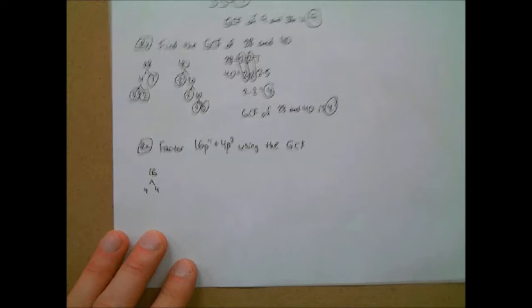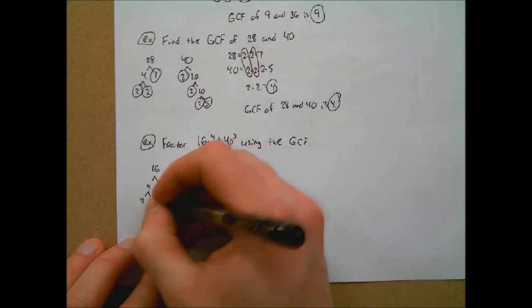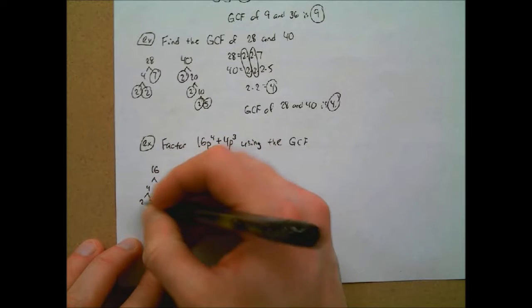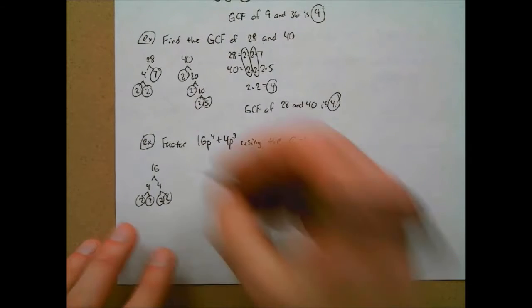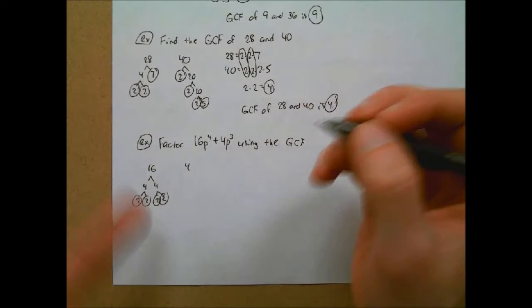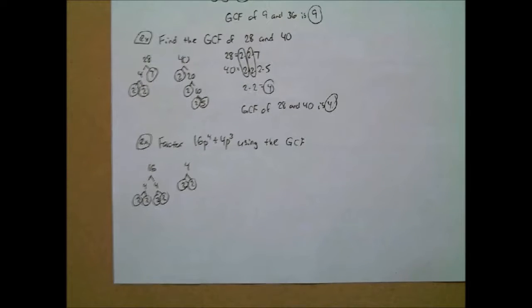Can 4 break down any further? Yeah, 2 and 2, right? And then this 4 is also 2 and 2. Let's go ahead and break down the 4 while we're at it. Well, we just broke down a 4. It's just 2 2s. Like that. Okay, easy peasy.